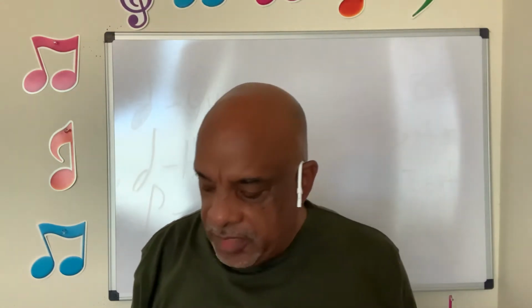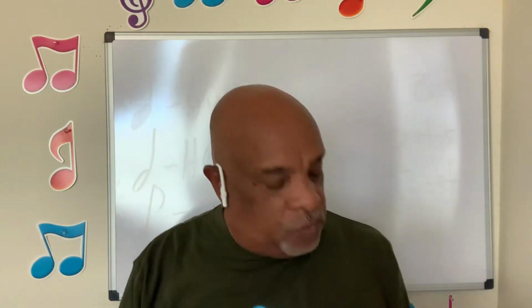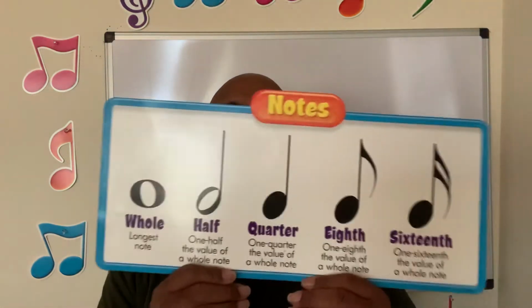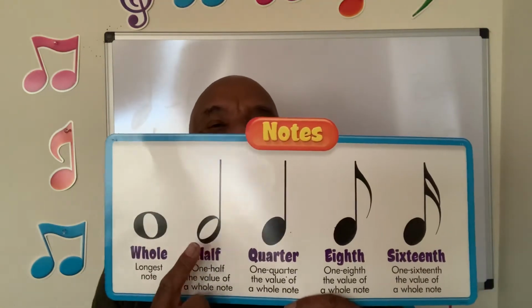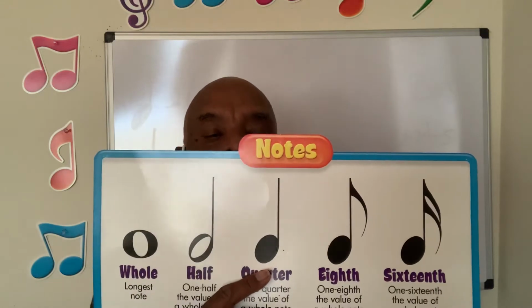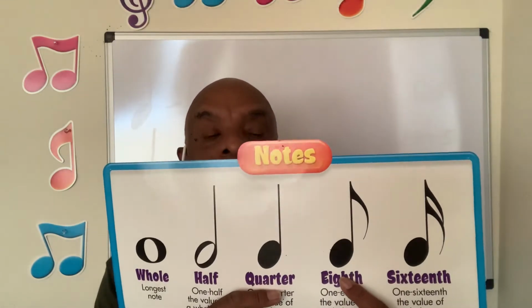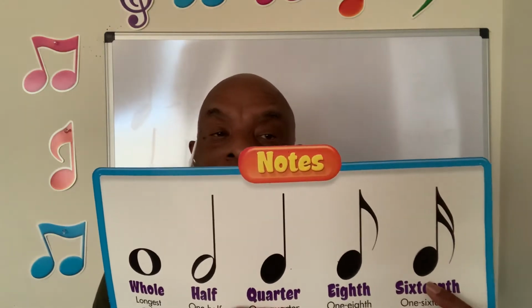Now, before we go into our next session, let's recap a little bit on what we talked about the last time we were together. We talked about notes and note values. I've got my little chart here, and I'll hold it up so you can see: the whole note gets 4 beats, the half note gets 2 beats, the quarter note gets 1 beat, the eighth note gets a half beat, and the 16th note gets 1/16 beat.